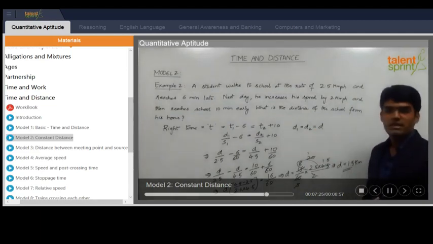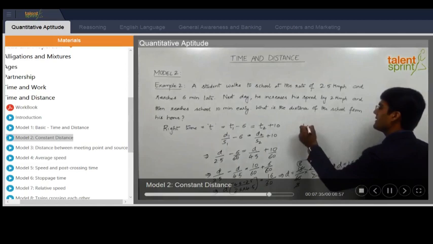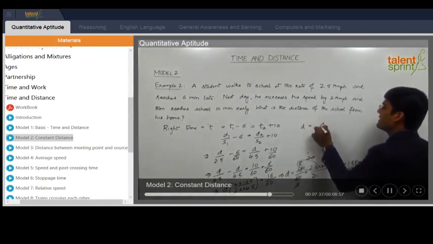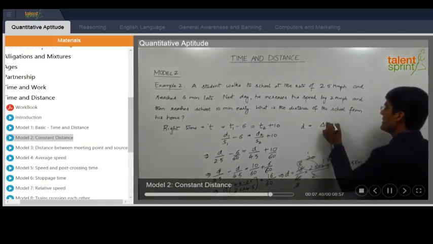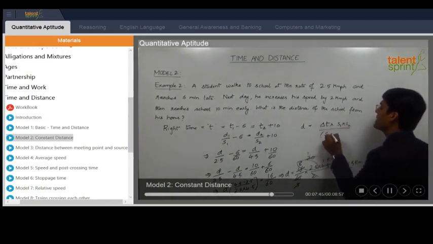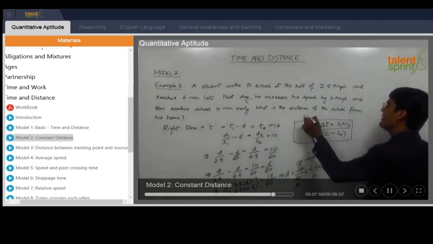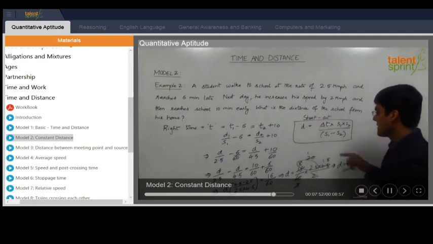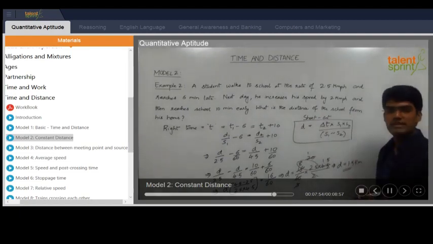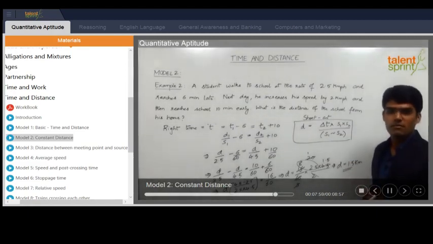The same question can also be solved with the help of a simple shortcut formula. And that formula can be taken as: the distance will be equal to the difference of the time in the two cases multiplied by speed s1 into speed s2 divided by s1 minus s2. So this is the shortcut formula to solve this question. But remember, this formula is applicable only for these types of questions where two different speeds result in two different times of reaching the point.